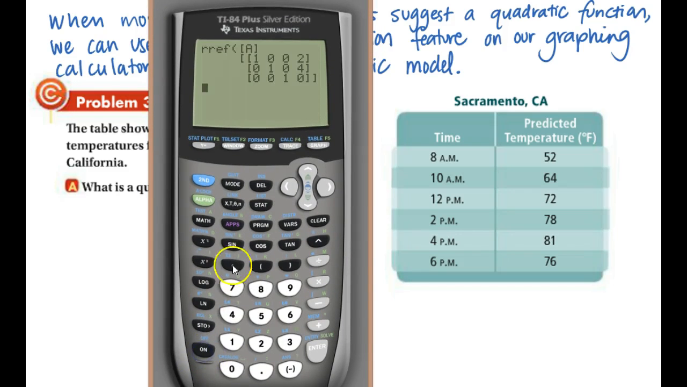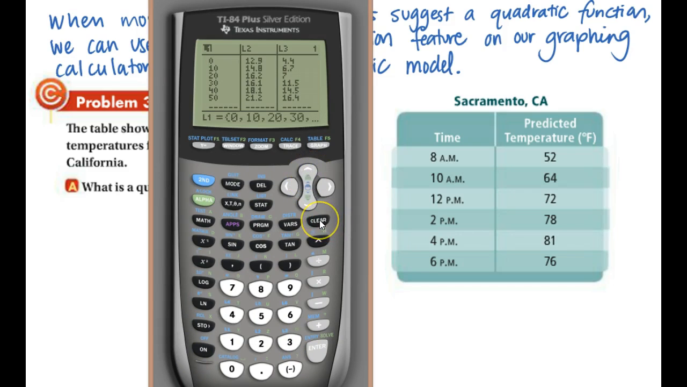So turn it on and go to Stat, Edit, and you can clear out your data values from the previous problems that we've done in the past. So go up to the title of the lists and press clear and down arrow. And you can input the time values in for the X, or the input column, just as shown.